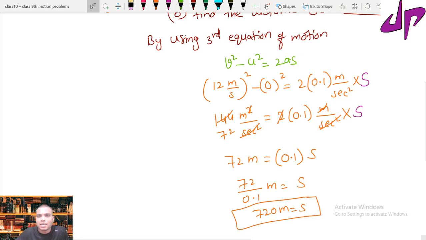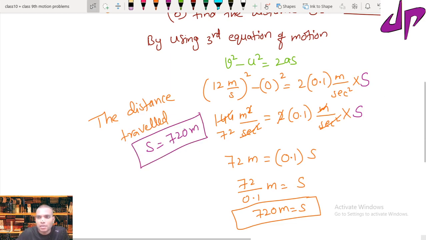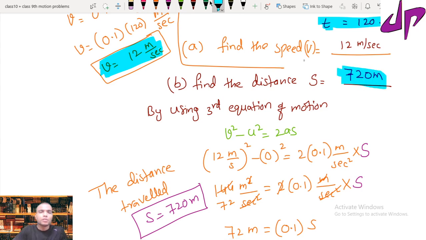So what is the s here? s is the distance traveled. That value I got, s equal to 720 meter. So this is the answer for the second part in the question. If I write that here, the distance traveled equal to 720 meter. So this is the way to solve problems by using equations of motion. We will see different models so we can get a better understanding.